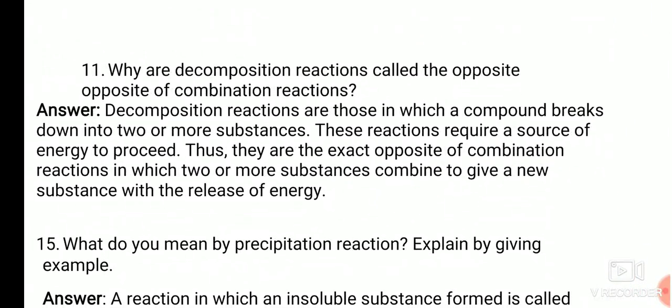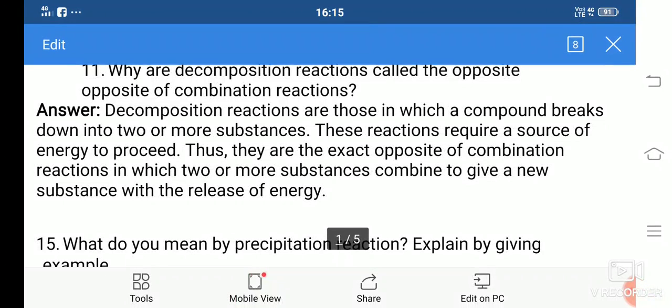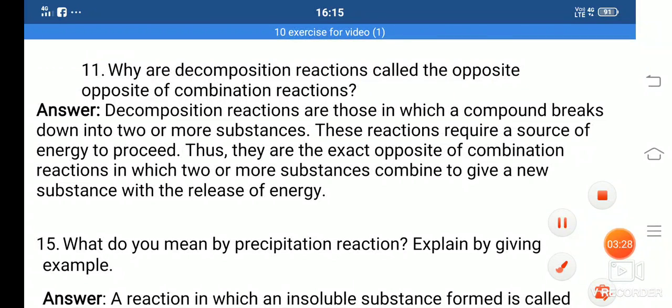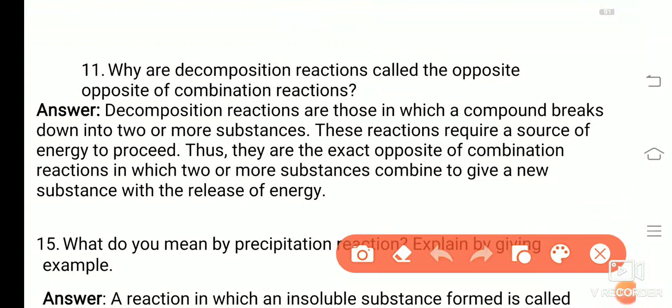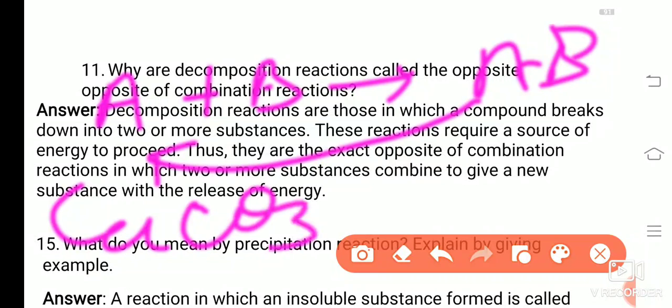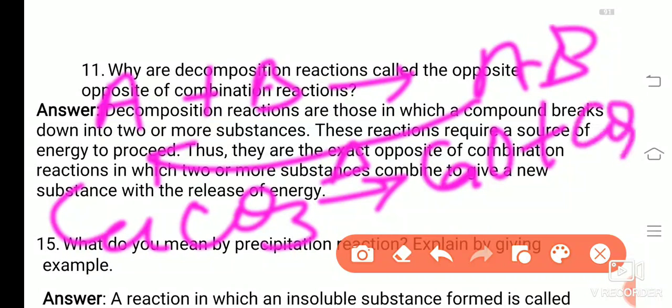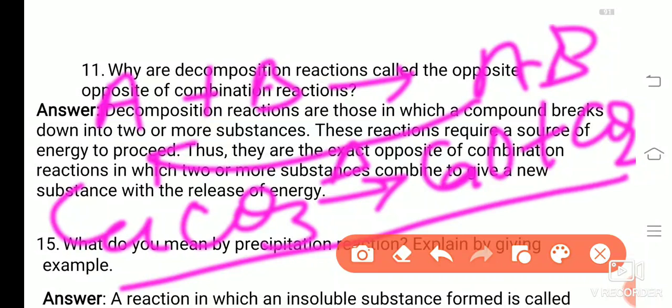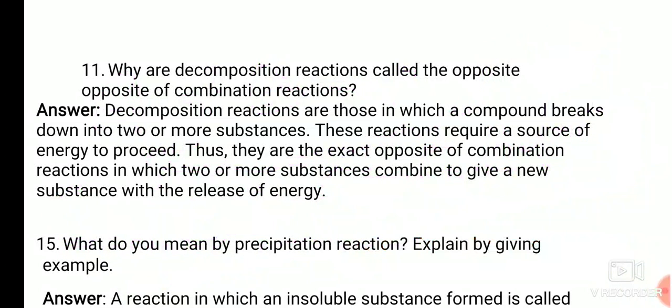Okay, why is a decomposition reaction called the opposite of a combination reaction? See, in a combination reaction, A plus B gives AB, right? But in a decomposition reaction, AB gives A plus B. For example, in the decomposition of calcium carbonate, when you give heat to calcium carbonate, calcium oxide plus carbon dioxide is formed. This is a decomposition reaction, where one reactant gives two or more products. And in a combination reaction, two or more reactants give one product.